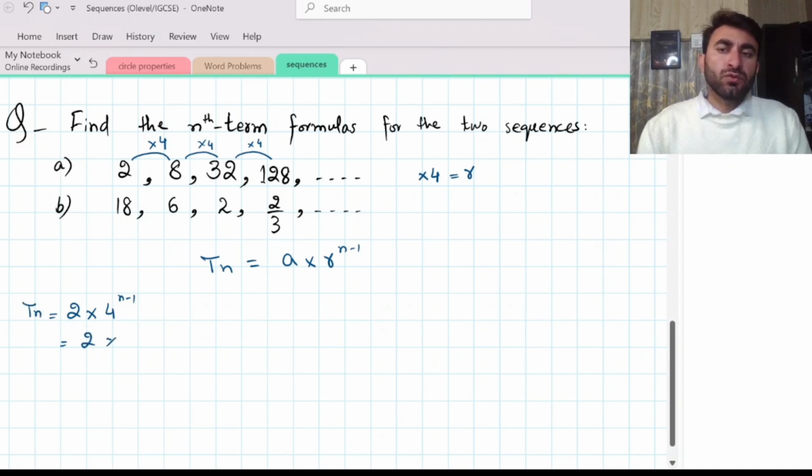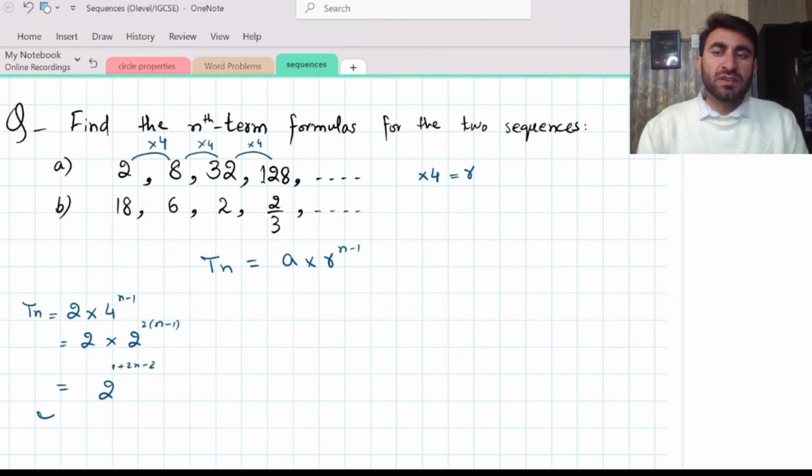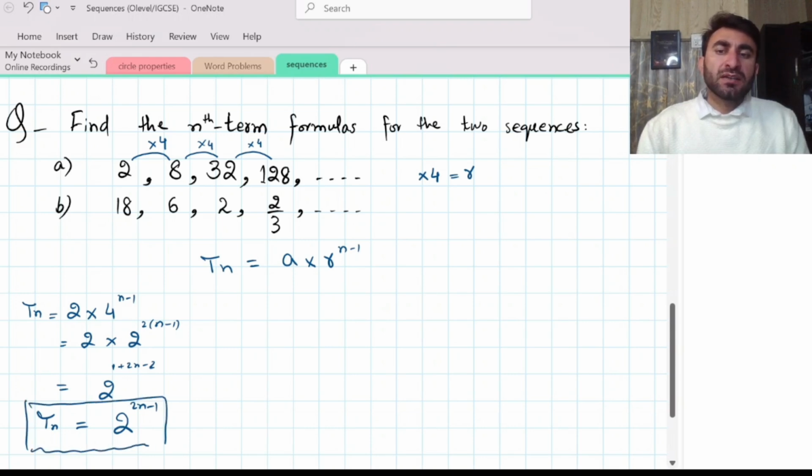4 can also be written as 2 squared, so it becomes 2 multiplied by 2 to the power 2 into n minus 1. When we simplify it, as the two have the same base, it becomes 2 to the power 1 plus 2n minus 2, and the simplest form of this relation is Tn equals 2 to the power 2n minus 1. So this is the formula for the nth term of the sequence given in part A.